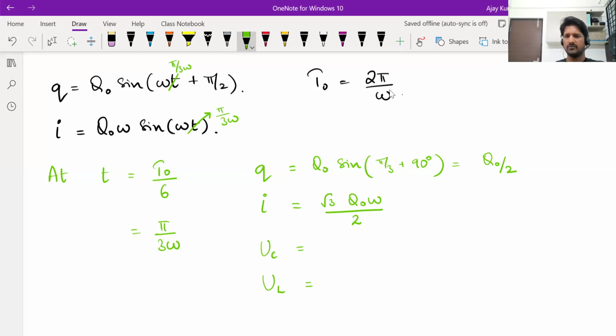So charge is in the process of decreasing. Okay, yeah, 1/6 of the time period. Yeah, charge is in the process of decreasing. Current is in the process of increasing.